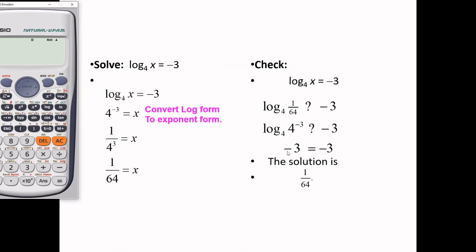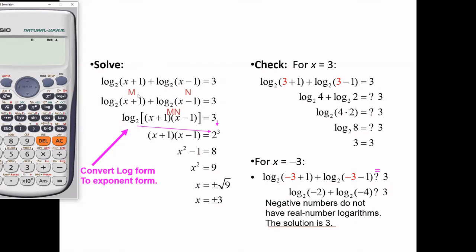And here they substituted in 1/64 to see if it was true. 1/64 is 4 to the -3rd. 4 to the -3 gives 1/64, leaving -3 equals -3. 1/64 is a correct solution.